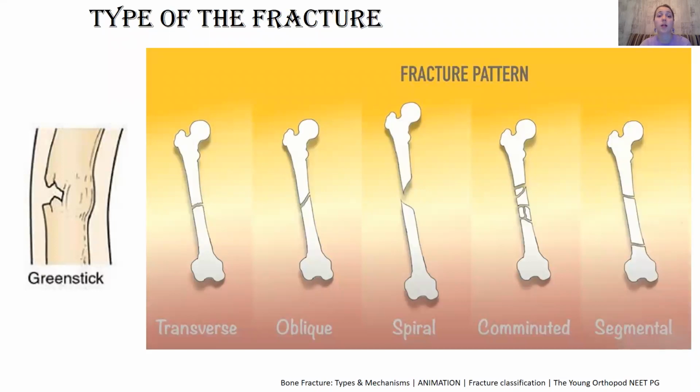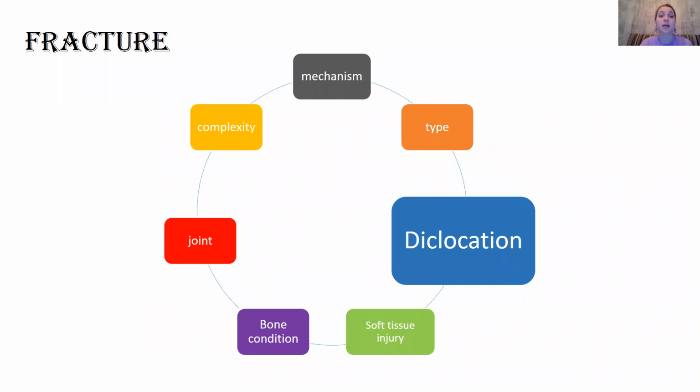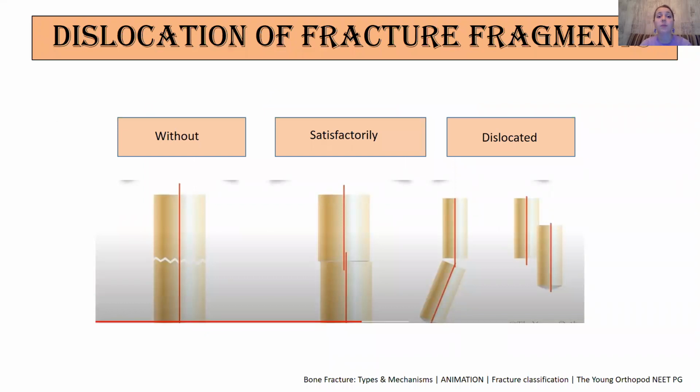So let's repeat once again. Type of the fracture: greenstick, only for children, and for elder people: transverse, oblique, spiral, comminuted, segmental fracture. Let's talk about the displacement of the fragments. If we have a fracture, it can be without displacement of the fragments. More often, we observe very slight displacement, like in the middle scheme. We call it satisfactory.